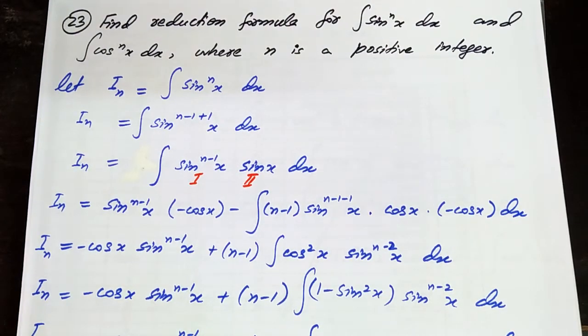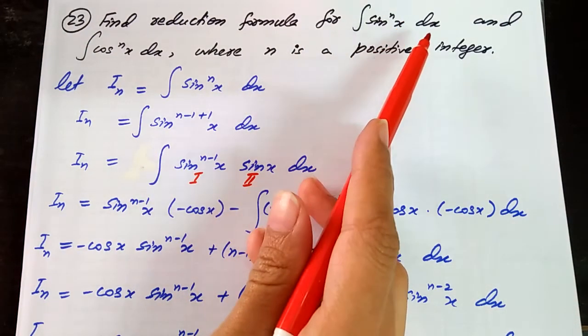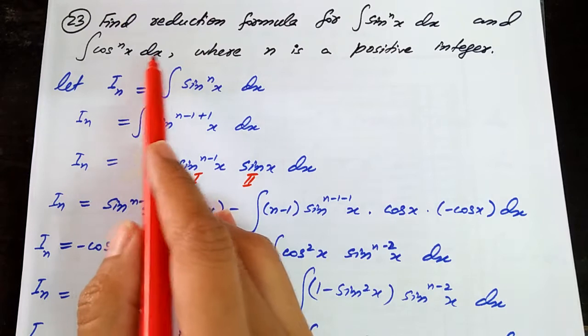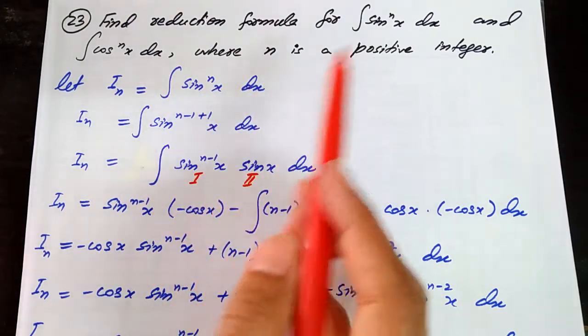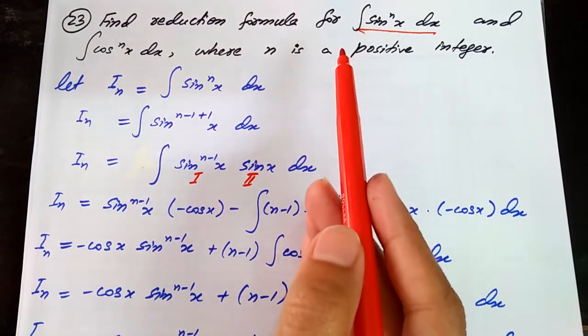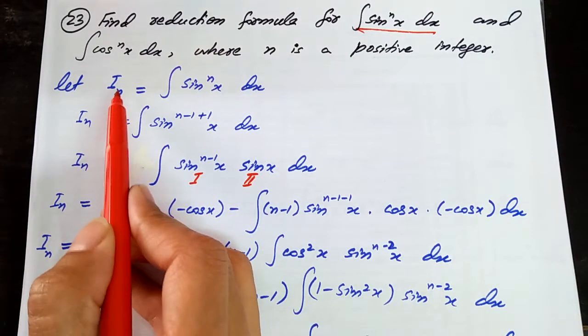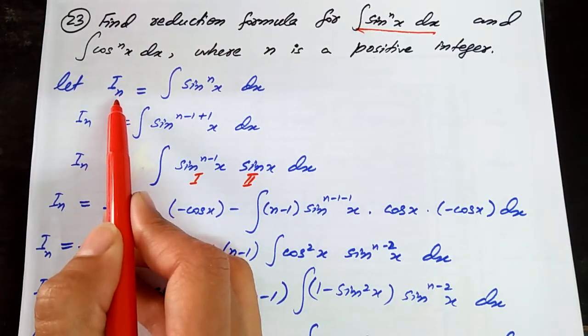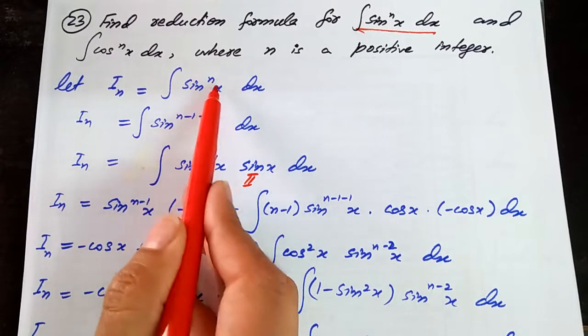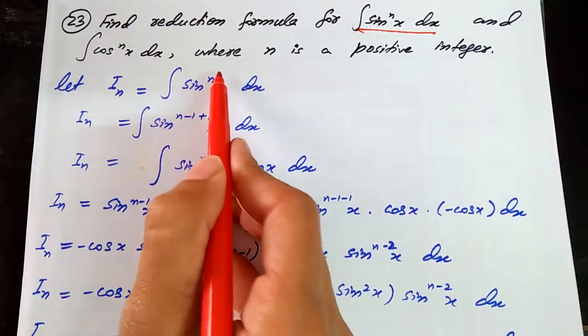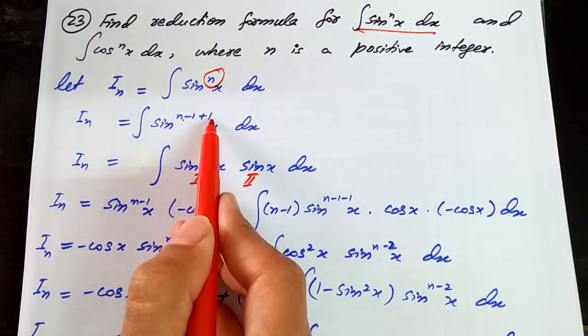Question number 23. In question number 23, we need to find the reduction formula for integration of sine^n x dx and integration of cos^n x dx. First, I will find the reduction formula for this integral. Let's suppose this is equal to I subscript n equals integral of sine^n x dx. I can write this n as n minus 1 plus 1.